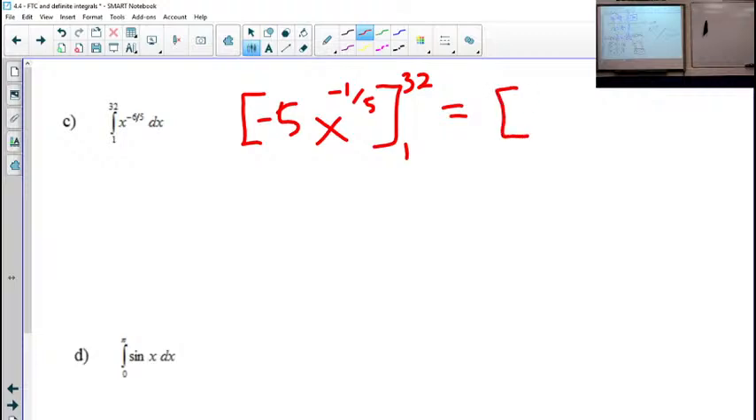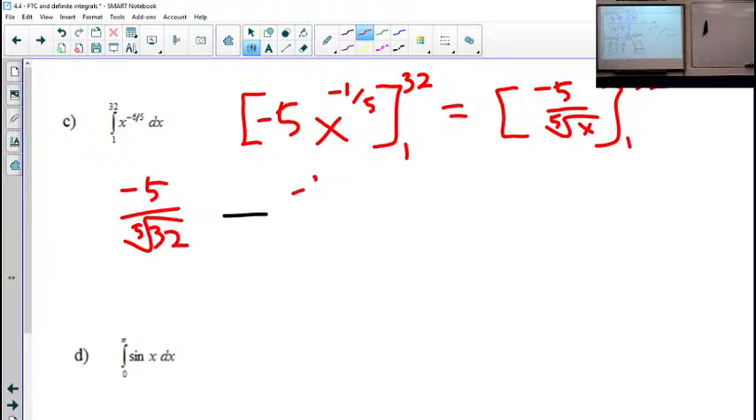This equals, I'm writing it this way because it's going to be easier to plug in the numbers. It's a 5th root of x, and it winds up on the bottom. Plug in 32 minus plug in 1.